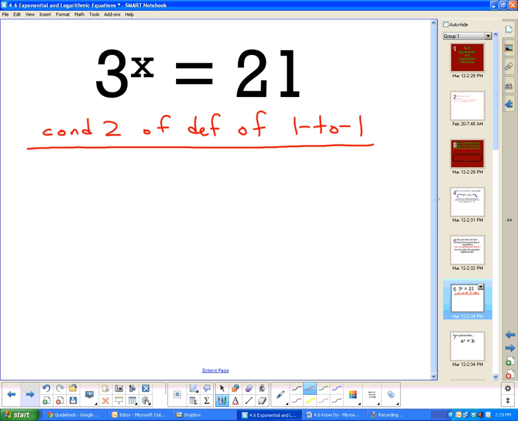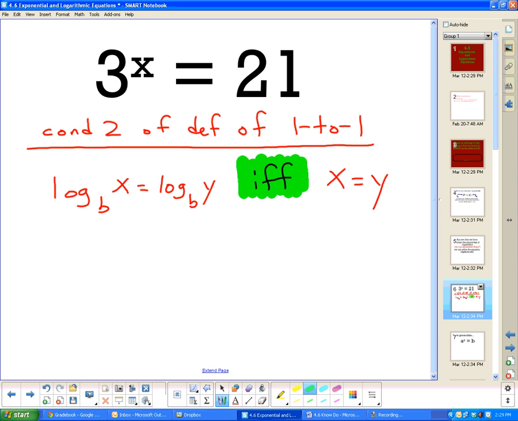And properly written, that statement says logarithm base b of x equals logarithm base b of y if and only if x equals y. And the variables might have been different from what your teacher used for that condition, but the idea is the same. And what I really want to highlight and put the importance on is that if and only if right there. Remember that if and only if allows a statement to work in both directions.